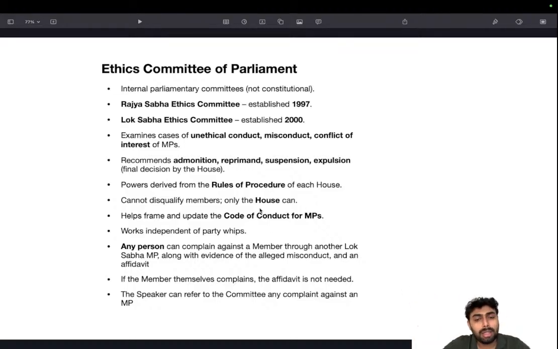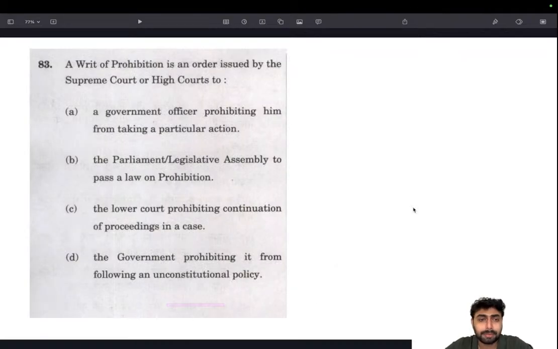The decision is taken by the House. They can make a report and the House can take a decision. So this is it. It helps frame and update the code of conduct for MPs. Any person can complain against a member through another Lok Sabha MP along with evidence. See, this is the exact thing that has been asked. If the member themselves complain, an affidavit is not needed. The Speaker refers the complaint to a committee, and this committee is later constituted by the Speaker.